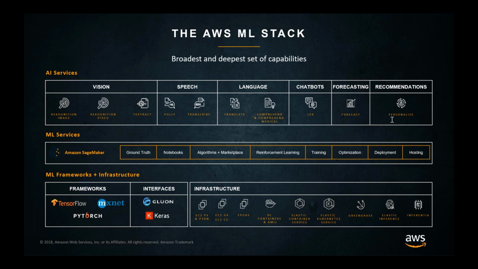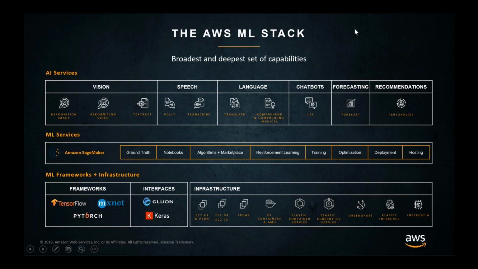The top of the stack is where we abstract almost all of the plumbing and all of the heavy lifting. And we essentially allow you to send us information via API, and we will send data back. So we're not terribly creative in our naming of the top of the stack. Most of the products do what they say, but we do bucket them into vision, speech, language, chatbots, which we'll dive into in much more detail, forecasting and recommendation.